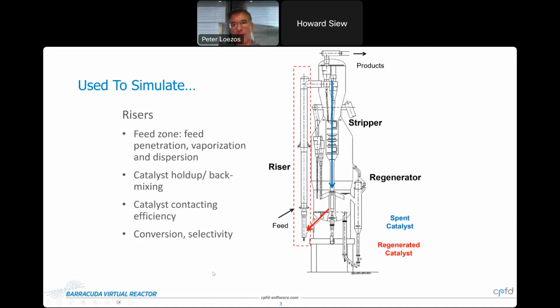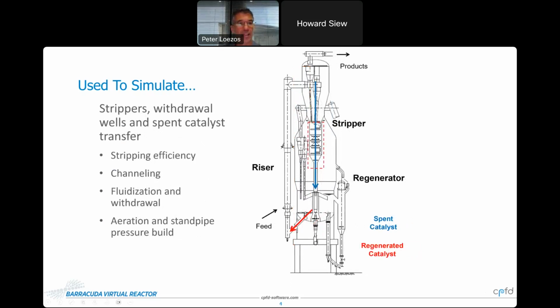Before I go into the specific focus area and case studies, I want to touch on the various areas of the FCC unit and talk to you about some of the CFD specific deliverables. So starting with the risers. In the riser, we study the feed zone. That includes feed penetration, vaporization, and dispersion. In the upper riser, we look at catalyst holdup and back mixing, as well as catalyst contacting efficiency, and how all this impacts conversion and selectivity.